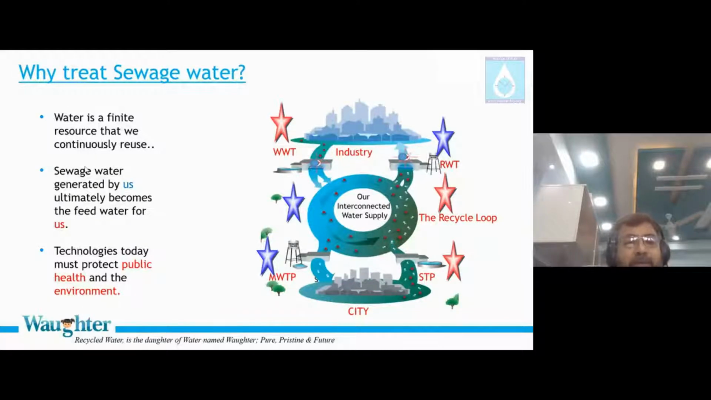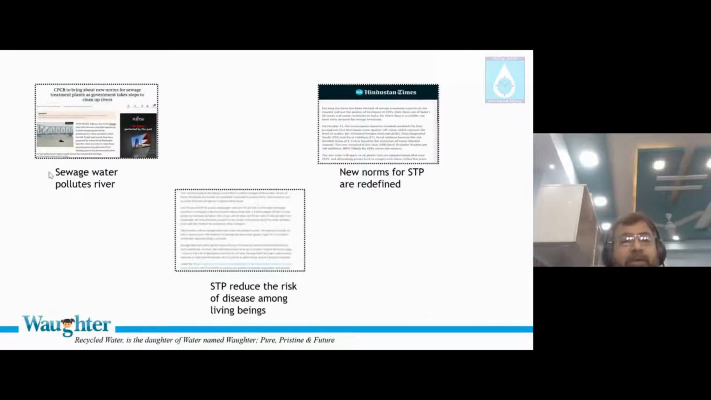And technologies today must protect public health and environment. See, what is the purpose? A lot of time people tell me, Sanjeev sir, give me hi-fi technology. There's nothing called hi-fi technology. The right technology is a technology which protects public health as well as the environment for the next generations to come. So with this small introduction on why we need to treat sewage, we go further on.